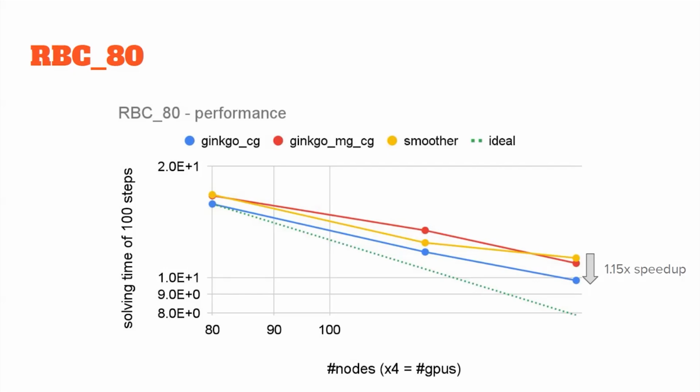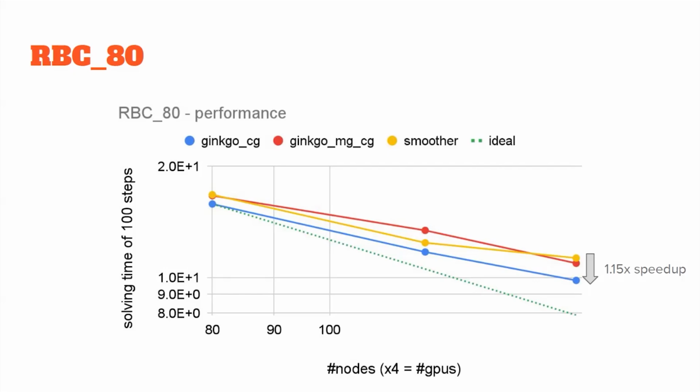And here is also a bit of a different story compared to GABLS 128. Here the Ginkgo multigrid with CG gets better at the 116 nodes, so the strong scalability is better than the smoother in these cases. In the RBC case, we normally run 40, 80, and 160 nodes, but in GABLS we have a bit of a weird setting.